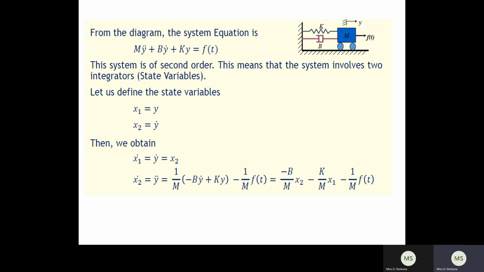Now you have to substitute: instead of y dot you can substitute x2, instead of y double dot you can substitute x2 dot, and instead of y you can substitute x1. If you do that, you will get the x2 dot equation as minus b divided by m x2 minus k divided by m into x1 minus 1 divided by m into f of t. So this is the x2 dot differential equation, and the x1 dot differential equation is nothing but x2. Like that you can obtain the differential equation.